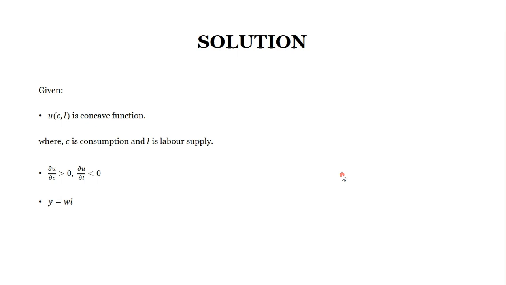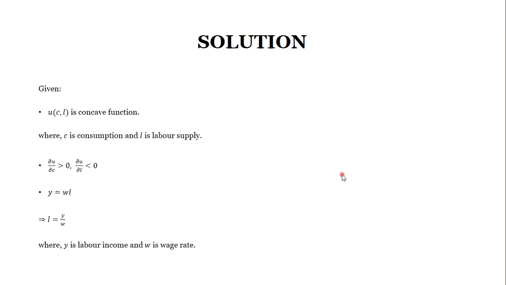This is the labor income, that is the wage multiplied by the labor supply. The person works in a firm, and wage multiplied by labor is equivalent to Y. We can also write L equals Y by W. It is also given in the question. Now if we substitute this L in the utility function, we get U as a function of C comma Y by W. This is also given.